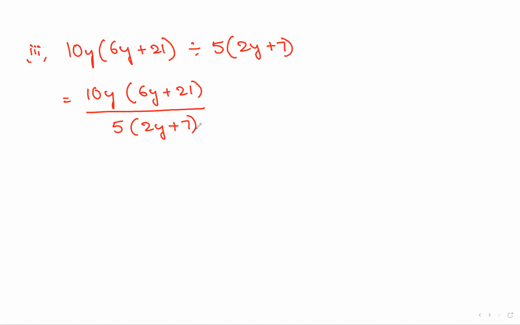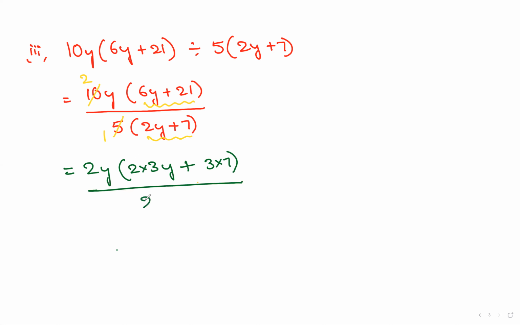See, I can divide 10 and 5. 5 ones are 5, 5 twos are 10. Is it right? But I have to check whether there is any common factor in these two or not. In the numerator, let me write 2y multiplied by (6y + 21). How can I write 6? 2 threes are 6. And 21, how can I write it? 3 times 7. Shaurya, listen. (2y + 7) is written in the denominator.